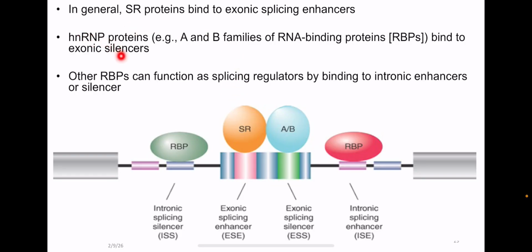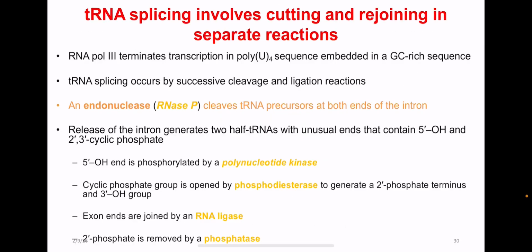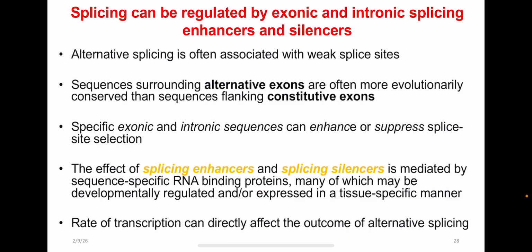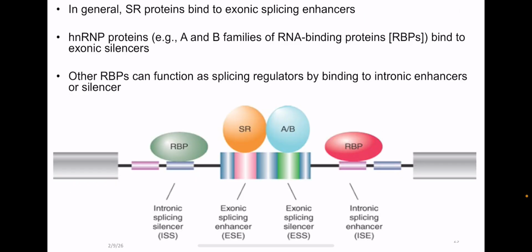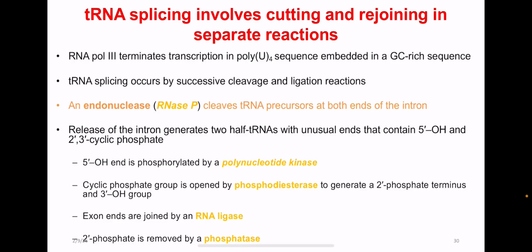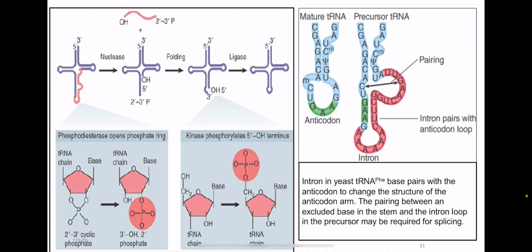The hnRNPs. These are heterogeneous nuclear ribonucleoproteins. Okay, and in this case, the two families that we are going to talk about, or you are going to see in the diagram, are the A and B families. Okay, they bind to silencer regions to silence splicing. Okay, and that's all there is about this slide. That's all there is about splicing, regulation of splicing.